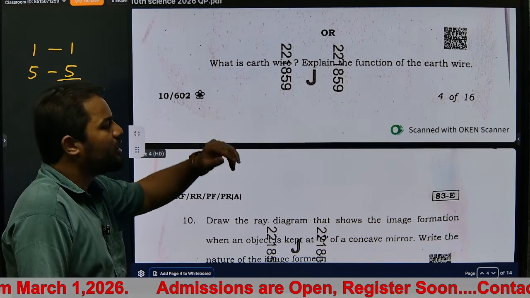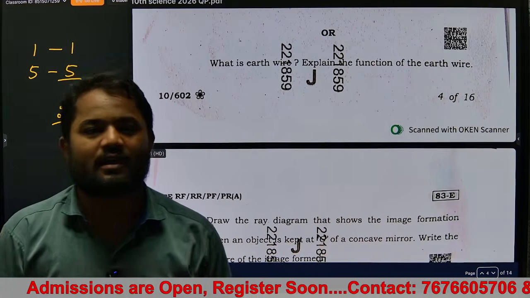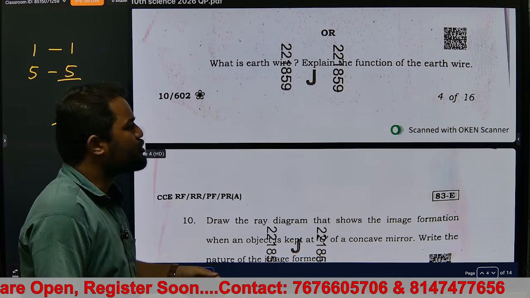Explain the function of the earth wire. When there is a leakage of current, that excess amount of current will be directly supplied to the earth through the earth wire. That mainly helps in preventing electric shock to that person.